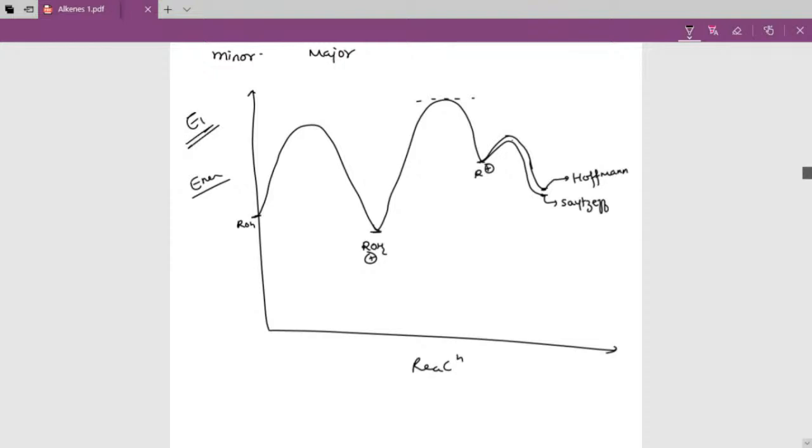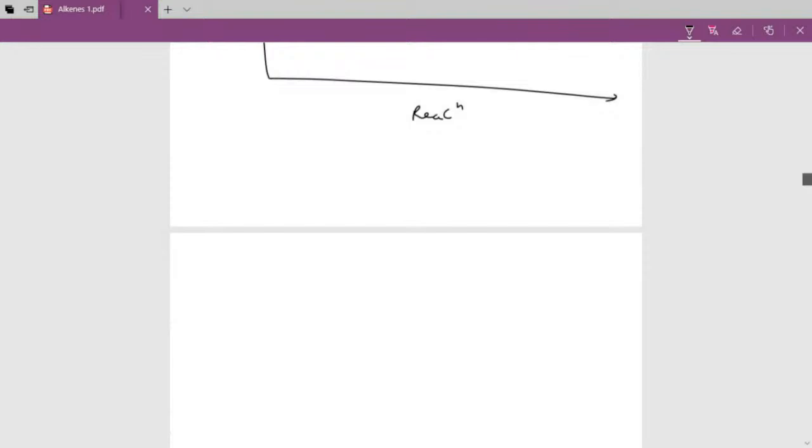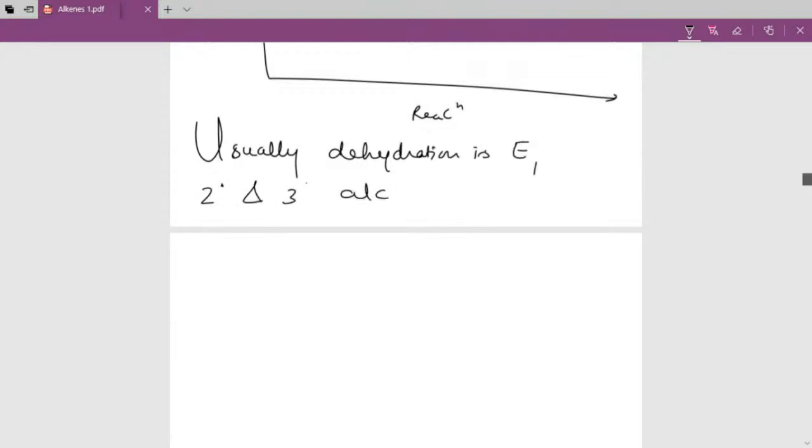Can elimination of alcohols be E2, or the one that we are going to study? Yes, it can be. Usually dehydration is E1. I can say particularly for 2 degree and 3 degree alcohols, it is E1. For 1 degree, I will not call it E1. It has its different pathway. We'll study. Just give us some time.